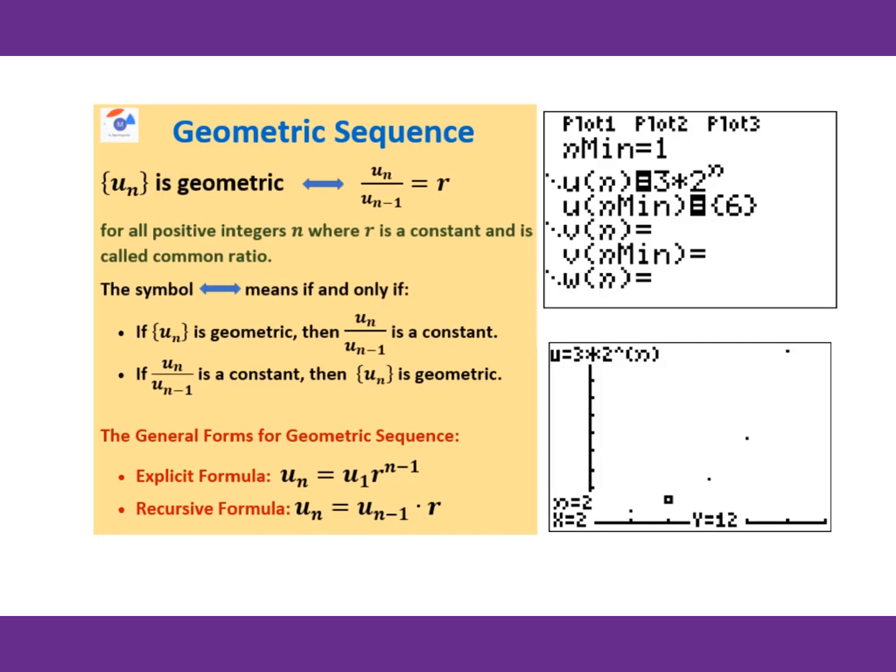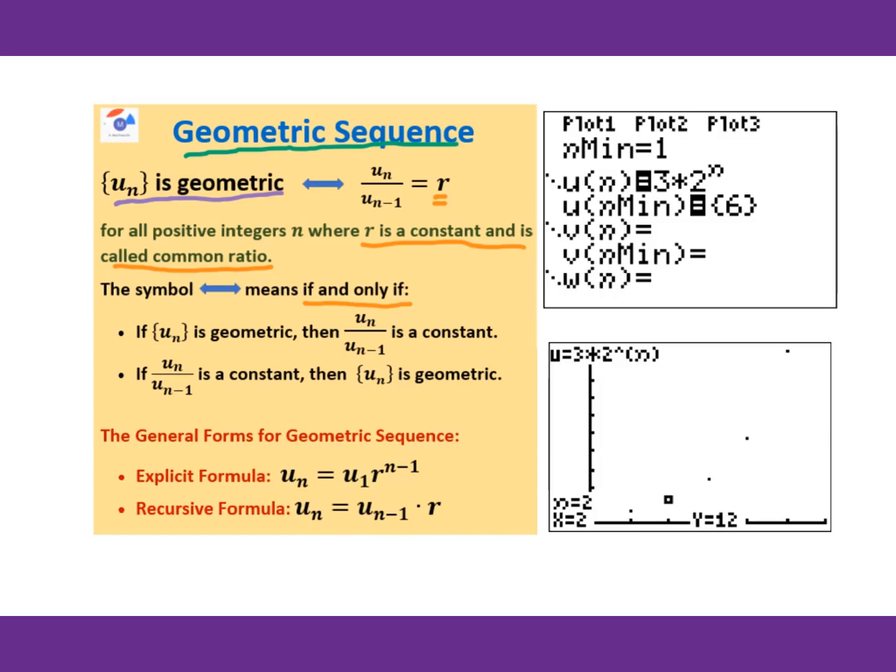This video is about geometric sequence. We see U sub n is a geometric sequence if and only if U sub n divided by previous term equals a constant r. The r is constant and is called a common ratio.